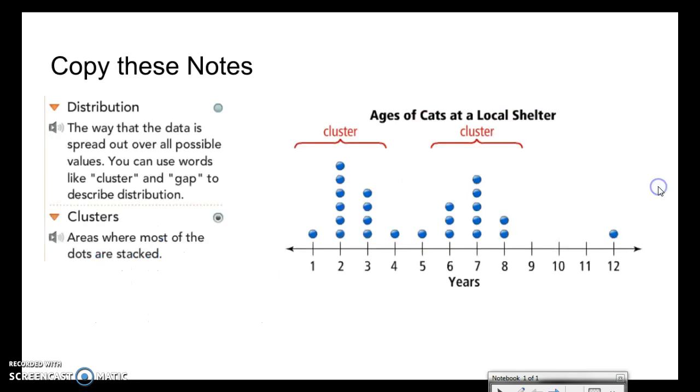Okay, let's keep going. Copy these notes in your notebooks. We have a few notes to take before we close it out, and then you can get on to digits. Distribution is the way that the data is spread out over all possible values. You can use words like cluster and gap to describe the distribution. Clusters are where most of the data are stacked. So as you can see, between 1 and 4 is a cluster, and between 5 and 8 is a cluster. It's where a lot of dots are. Okay? So copy this down and then push play when you got it.